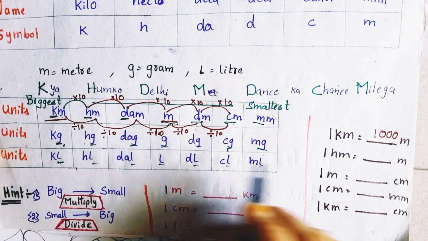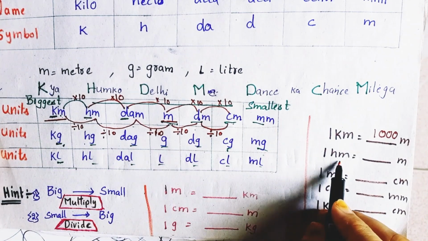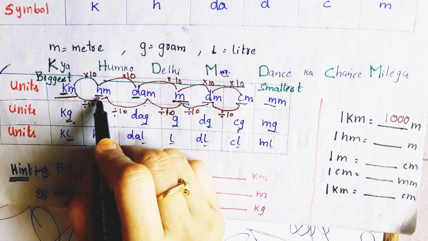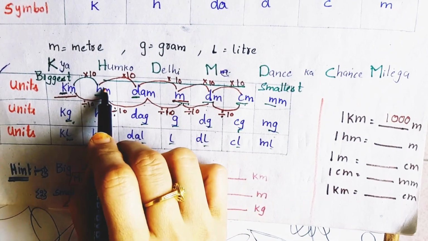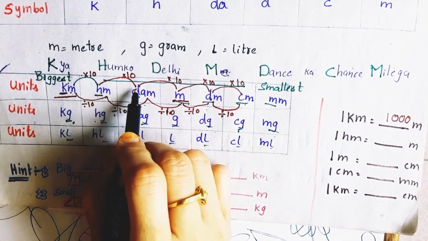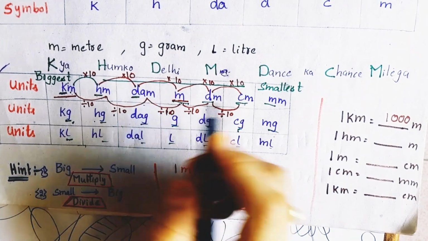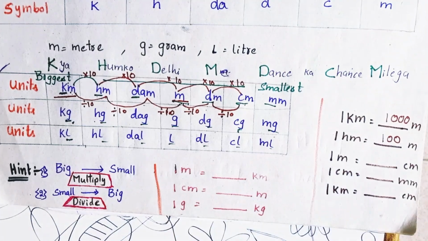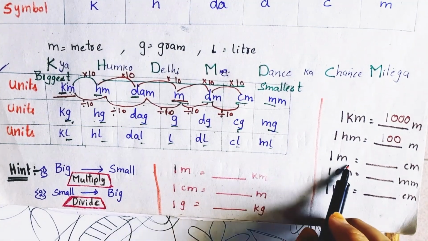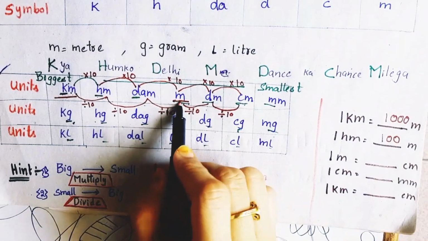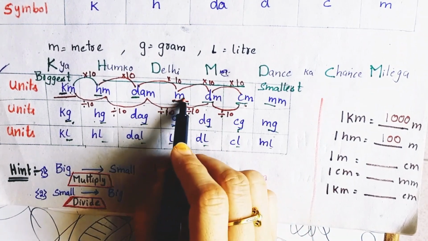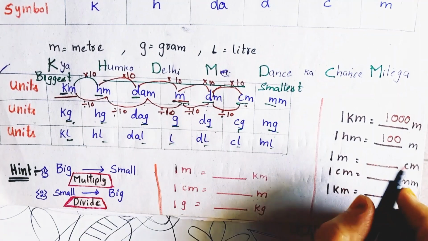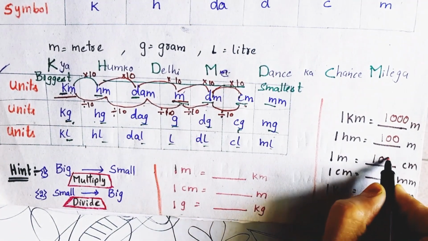Then the next question is 1 hectometer is how many meters? Look at the table. 1 hectometer and meter. I am moving 2 steps forward. Means I have to put 2 zeros after 1. Means 1 hectometer equal to 100 meters. Next one, 1 meter is equal to how many centimeters? Meter is here, centimeter is here. I am moving 2 steps forward. Means 1 meter equal to 100 centimeters.